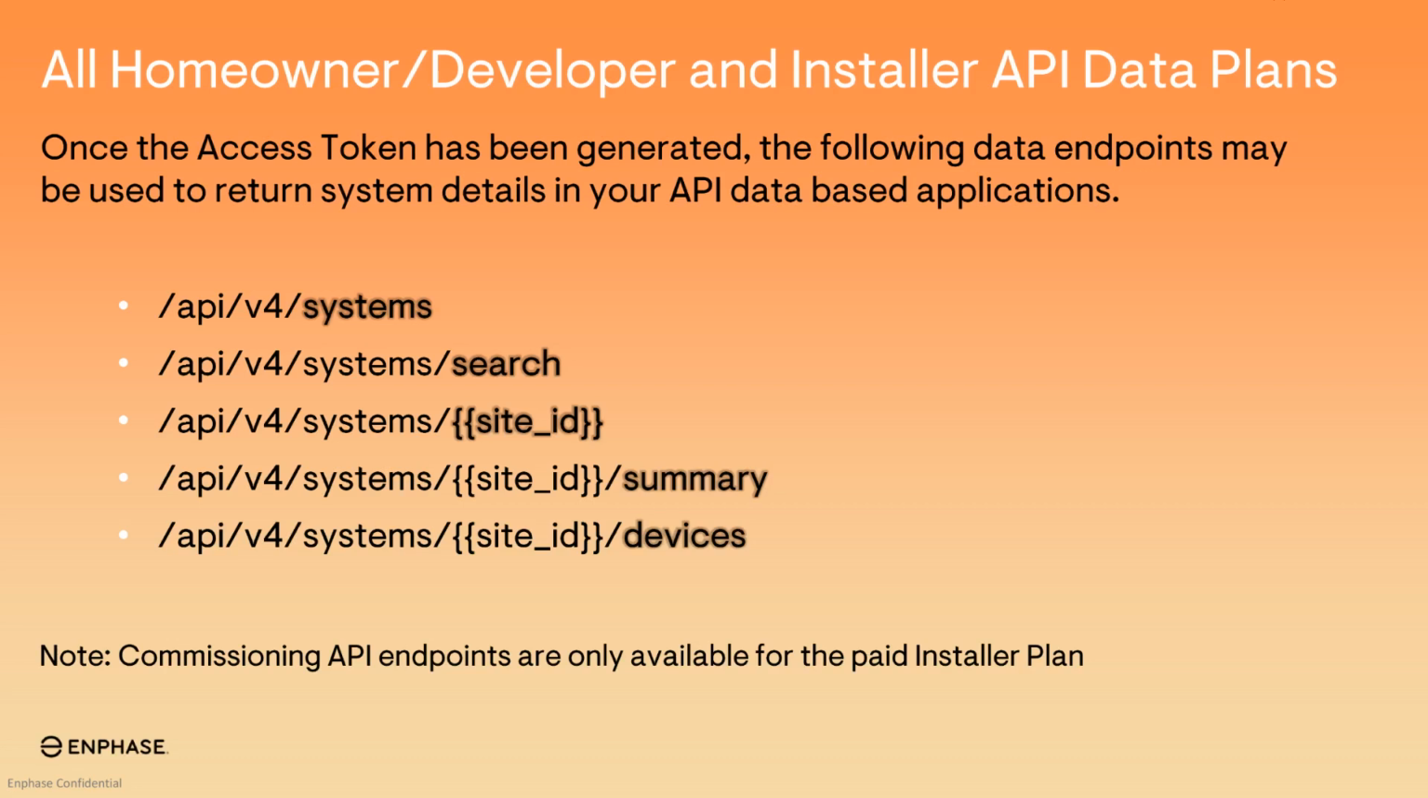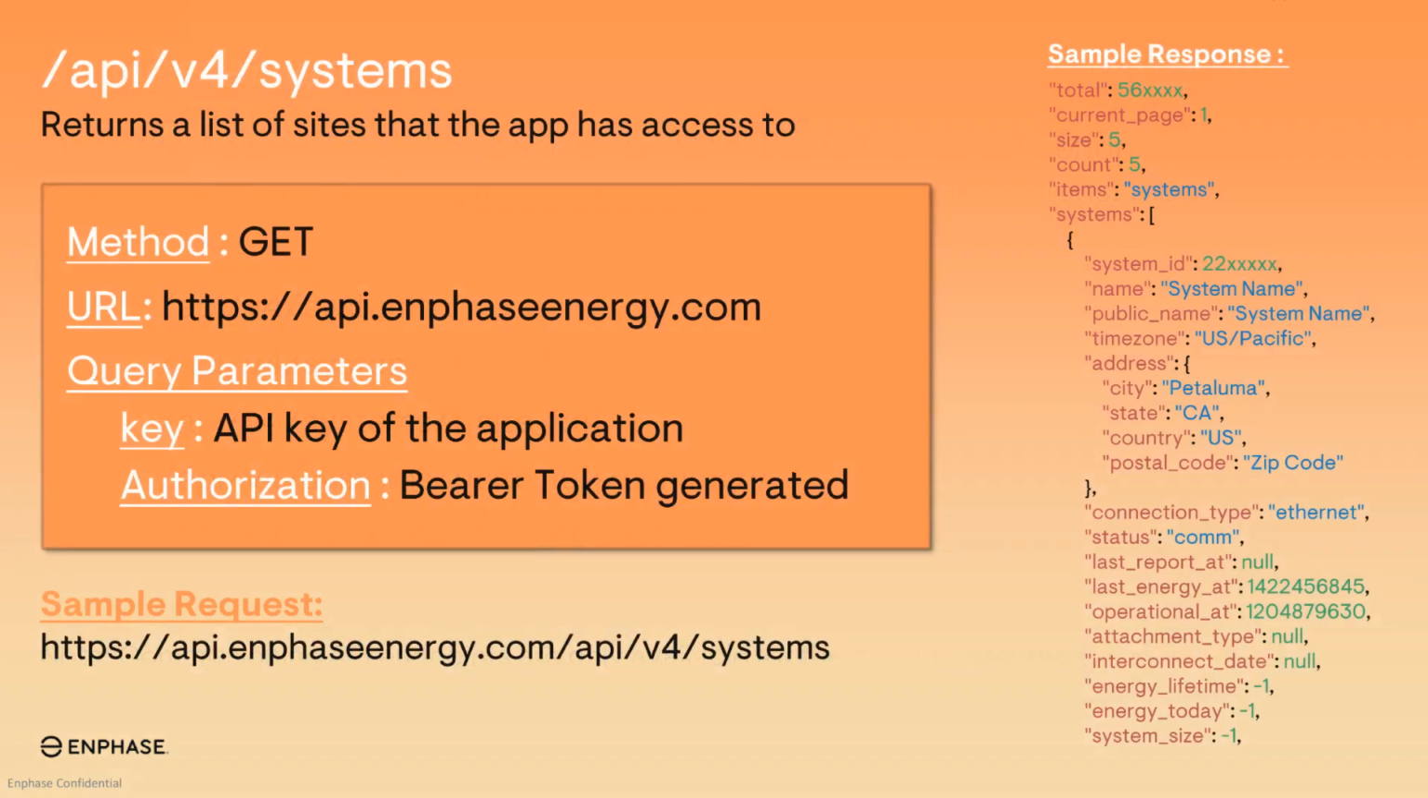Any commissioning of API endpoints is only available on the installer plan, which must have a minimum of 10 installed sites. We will now go over what each data endpoint is used for and an example of what each one looks like. The first data endpoint is the system endpoint.